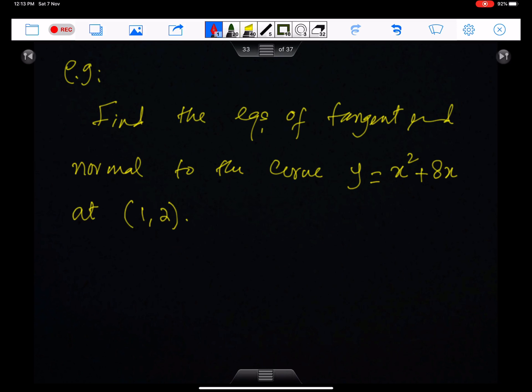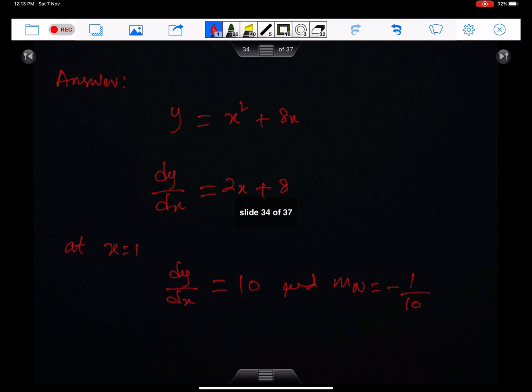Now this is the question: find the equations of the tangent and normal to the curve y is equal to x square plus 8x at 1, 2. So the concept is we need the gradient of the tangent and the gradient of the normal in order to get the equation. We have the point. So for gradient, we need to differentiate the equation of the curve. This is the gradient of the tangent to the curve, the expression of the gradient, in fact. Now at x is equal to 1, the gradient of tangent is 10, and the gradient of normal will be the inverse reciprocal of 10, which will be minus 1 upon 10.